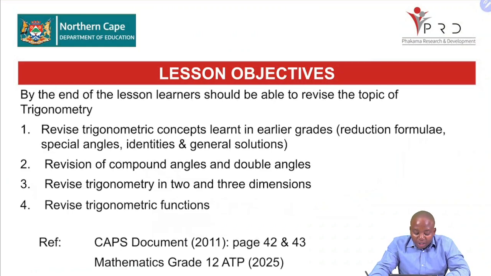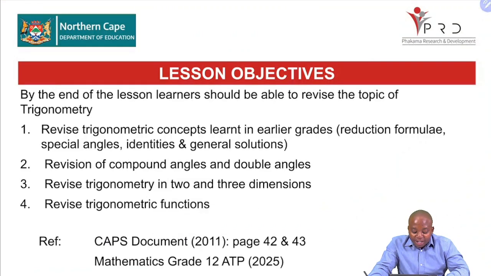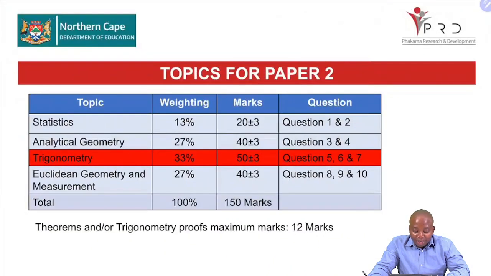So this information comes from our CAPS document on page 42 and page 43, and it is also stipulated in our ATP for 2025. Now, these are the topics for paper 2, and we can see our trigonometry there. It's sitting nicely at 33%. So it is the one that takes the majority of paper 2. We can see it is the highest in terms of percentage. It is plus or minus 50, 53 marks, somewhere there. And it has 3 questions, question 5, 6, and 7.